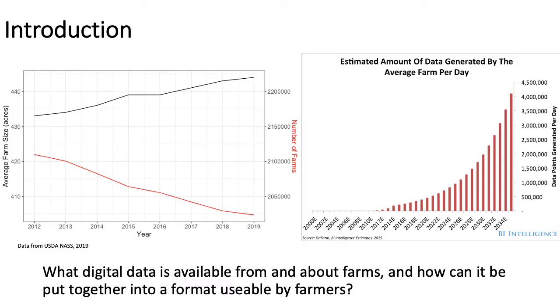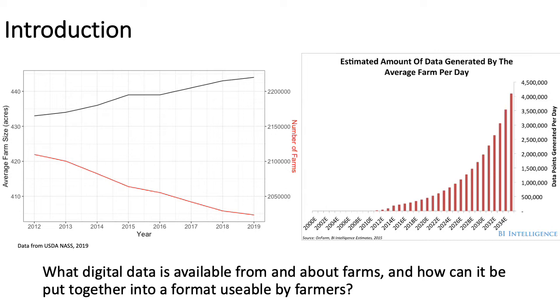So as you might know, in the United States, we're in a case where we have average farm sizes increasing with the number of farms decreasing, meaning that farmers have more land every year that they need to manage. Yet at the same time, the amount of data that's being generated on farms and about farms is exponentially increasing, meaning that we can use data to supplement farmer knowledge when they might not have the time to be as in tune with the land that they're managing.